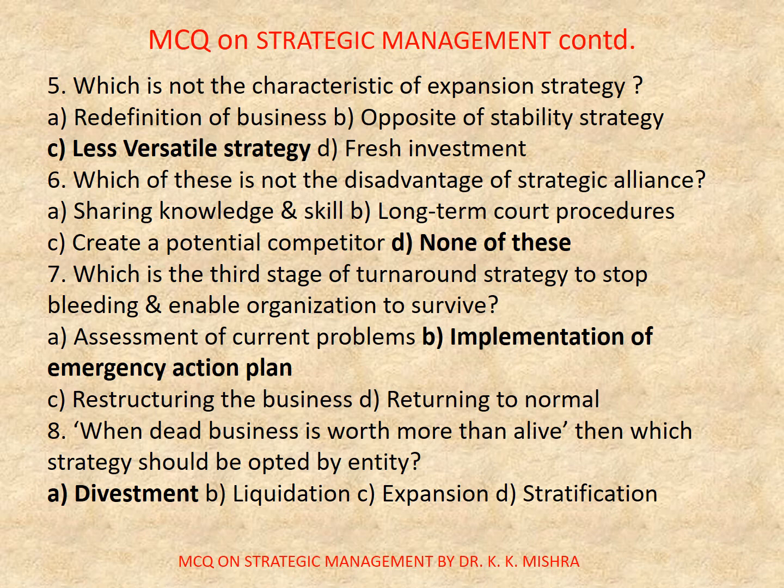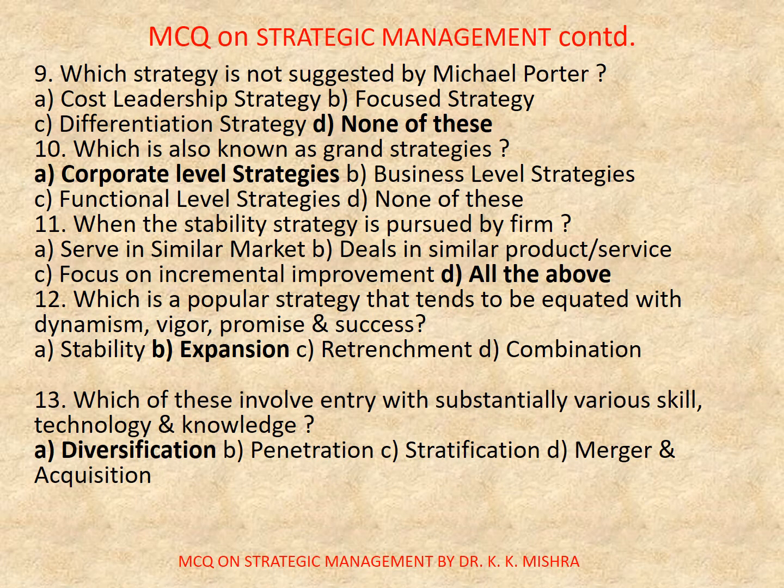Question number 8. When dead business is worth more than alive, then which strategy should be adopted by the entity? A. Divestment. B. Liquidation. C. Expansion. D. Stratification. Correct option is A. Divestment.